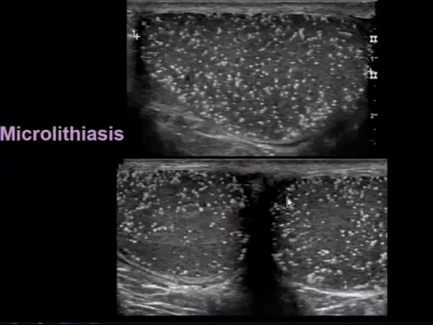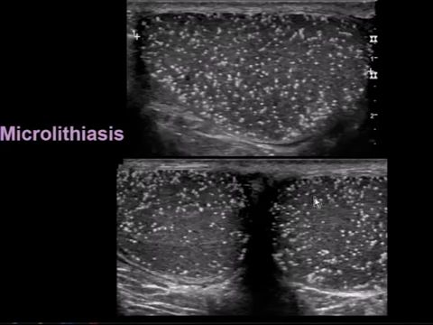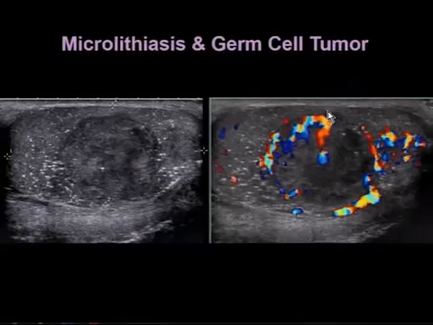So here's a patient with bilateral microlithiasis. You can see on the transverse view that both testicles are filled with these tiny little bright echoes throughout the parenchyma, and on a longitudinal view, you can see the entire testicular parenchyma was involved.